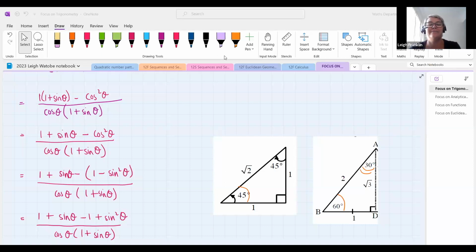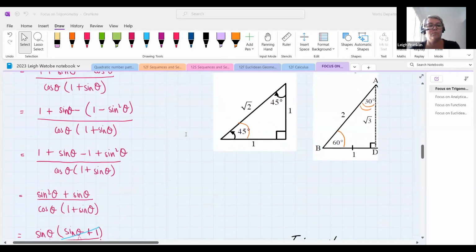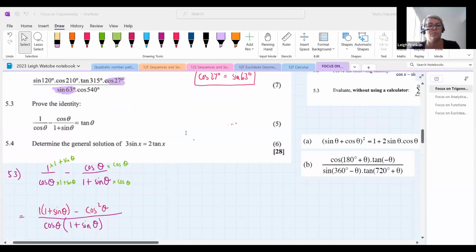Hello. So, madam, would it be wrong if I said 1 plus sine theta is equal to cos theta? That's incorrect. Yes, that's not true. Thank you, madam. No problem. Unfortunately, that's not true. So we've got to use our identities. We can't make up stuff that isn't true.